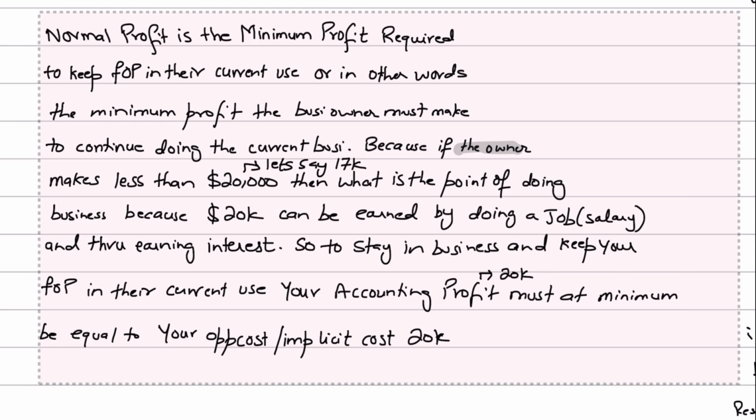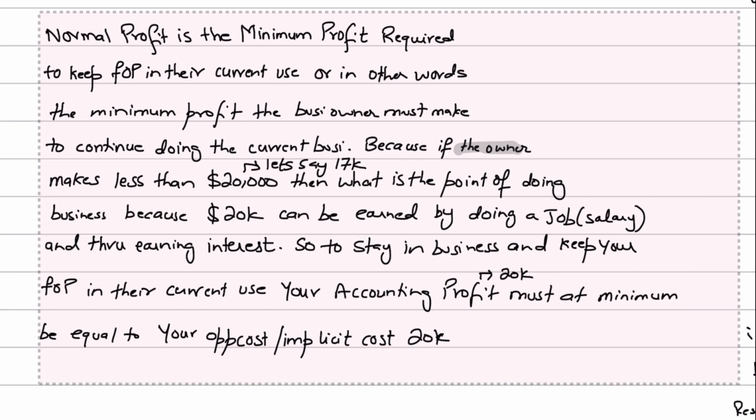So to stay in business and to keep your factors of production in their current use, your accounting profit should be a minimum of 20,000. That is, it should be equal to your opportunity cost and implicit cost. कम से कम 20,000 का प्रॉफिट तो मैं इस साल अर्न करूं. क्यों, why am I thinking like that? Why would an economist want to earn a profit of 20,000 at least to stay in business? Because the opportunity cost is 20,000.